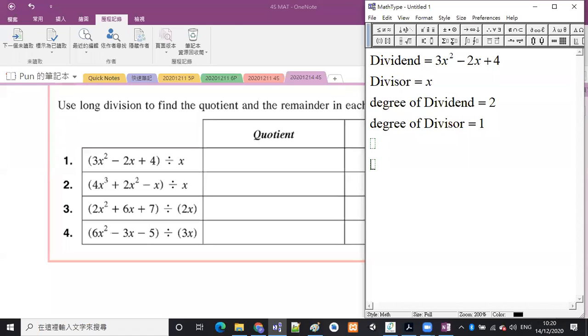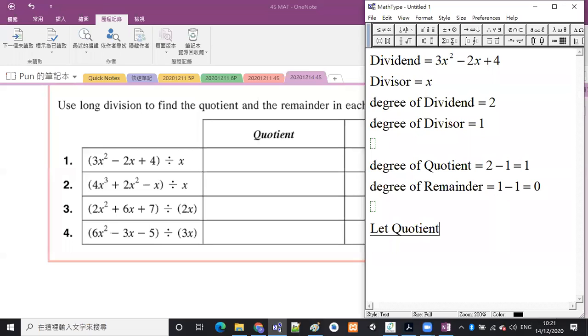Okay? Therefore, degree of quotient should be equal to the difference between them, 2 minus 1, that's 1. And then the degree of the remainder should be equal to degree of divisor minus 1, that is 0. So let the quotient be, because the degree is equal to 1, the highest power of x is equal to 1. So we have ax plus b.